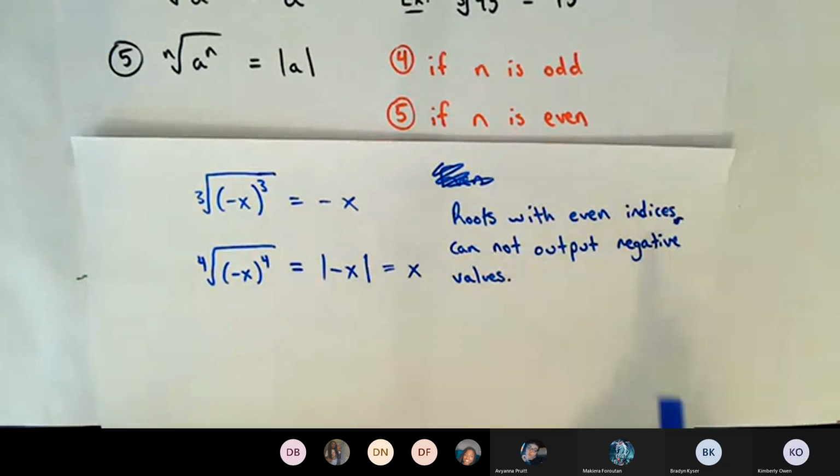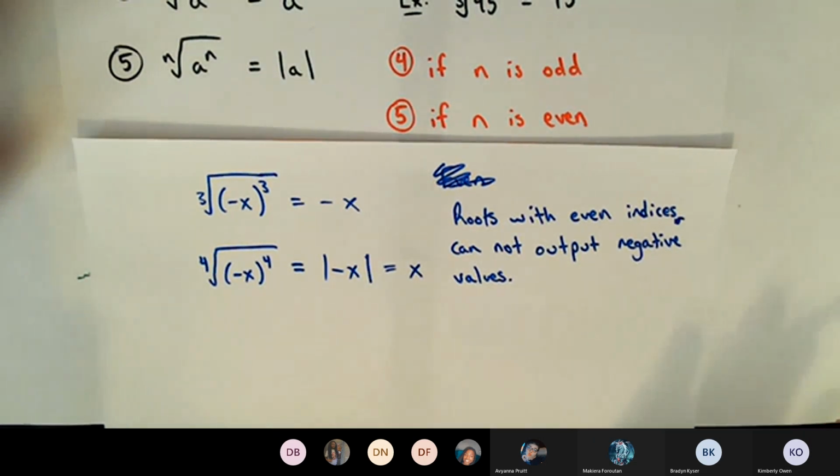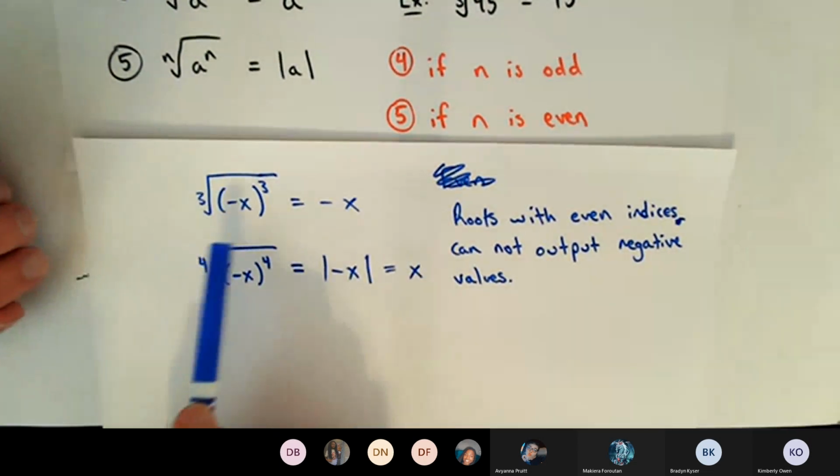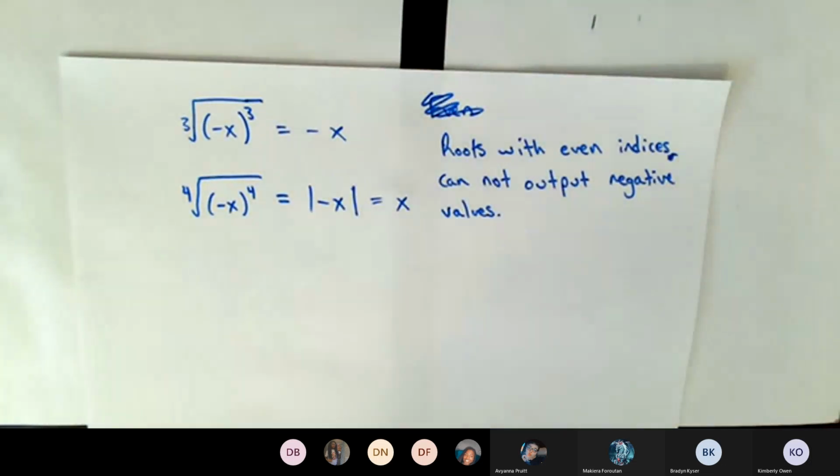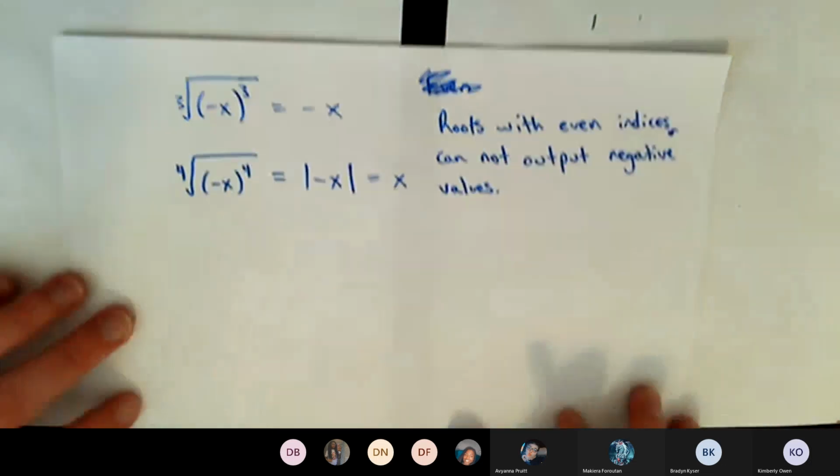Okay, so roots with even indices cannot output negative values. Okay, so that's a good way to sum that up. And roots with odd indices can output negative values. All right, let's do some practice using all of these properties.